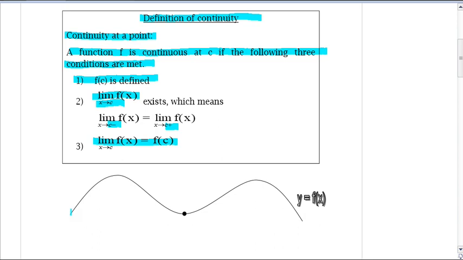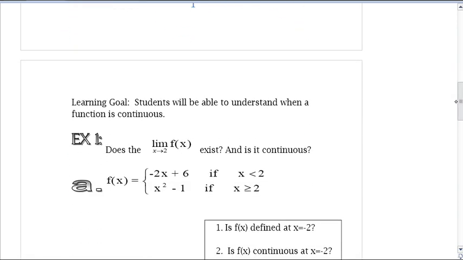So here's a graph, for instance, and it's nice and continuous. I know because I haven't had to pick up my highlighter once. And if you're wondering about number three, basically what happened is this: I had a hole and it looks like f of c fills that hole, so it still makes it continuous. Okay, so let's take a look at the first example.